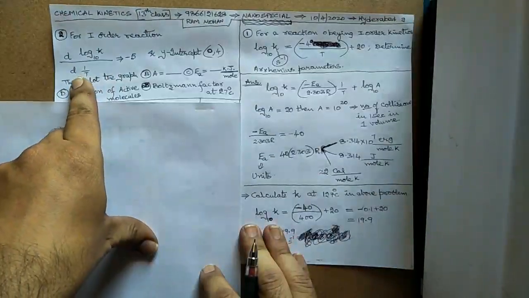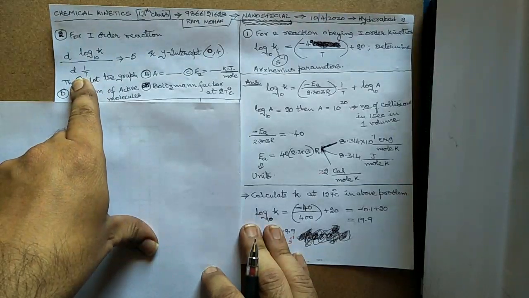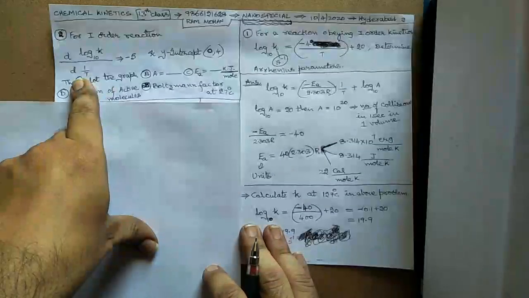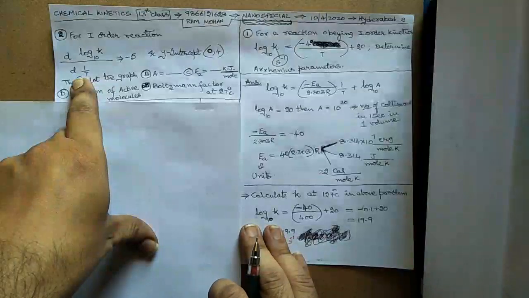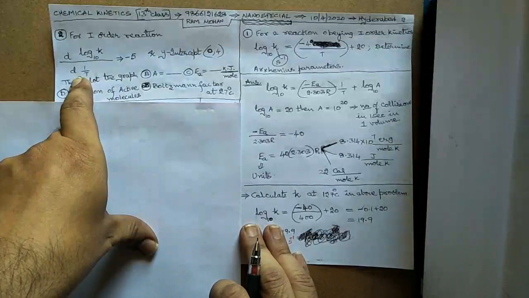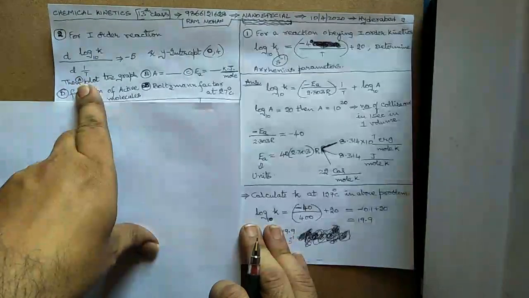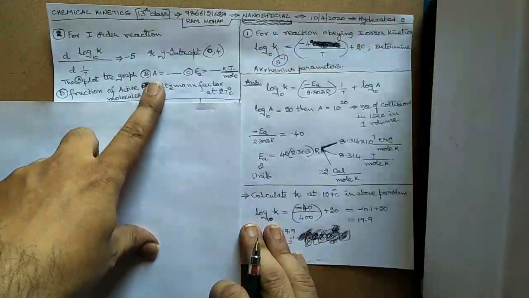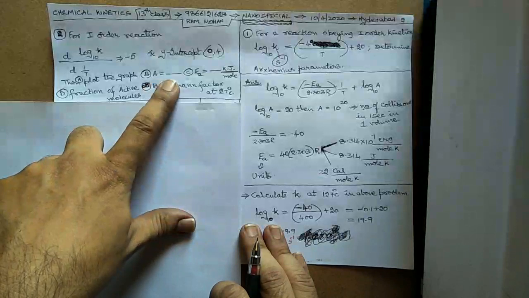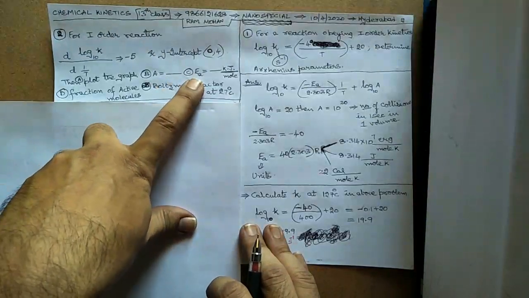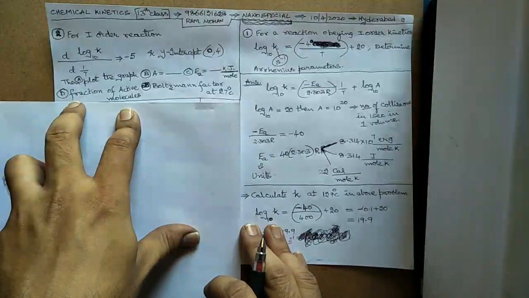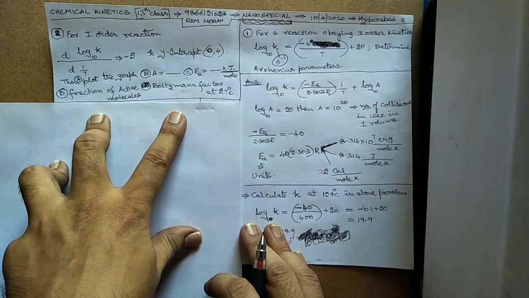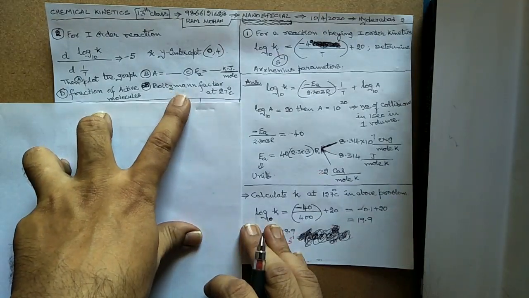d log k to base 10 divided by d 1 by T is minus 5 and y-intercept is 0, 4. Then A, plot the graph. Arrhenius factor A equals to dash. Arrhenius parameter activation energy is dash kilojoule per mole. And determine Boltzmann factor at 27 degrees Celsius.